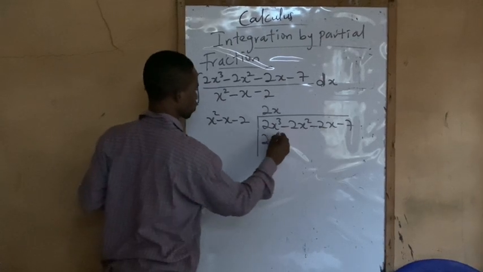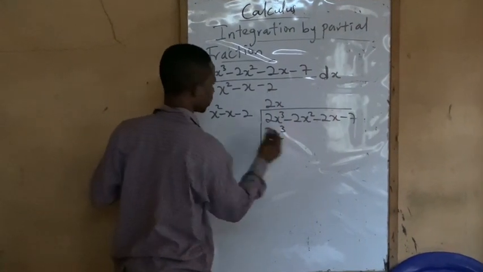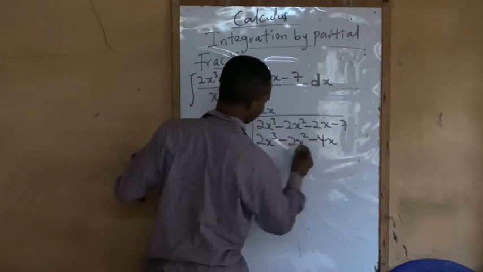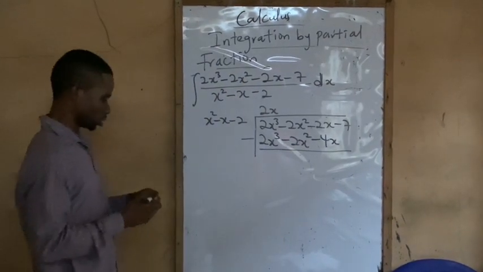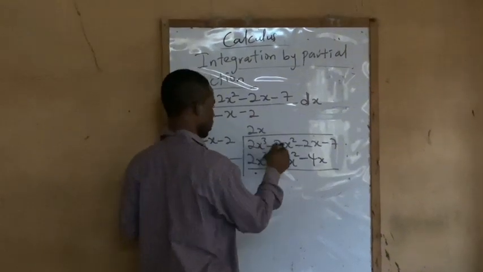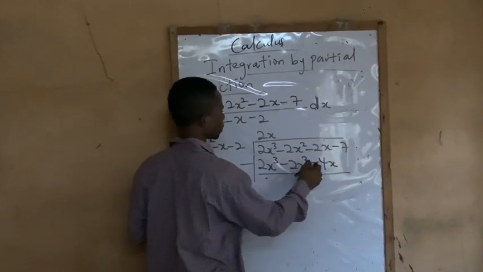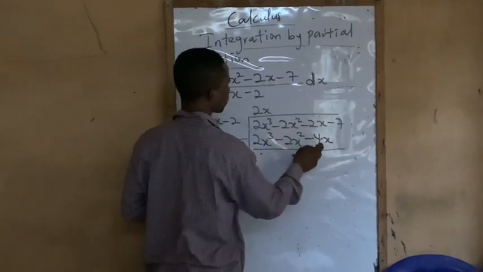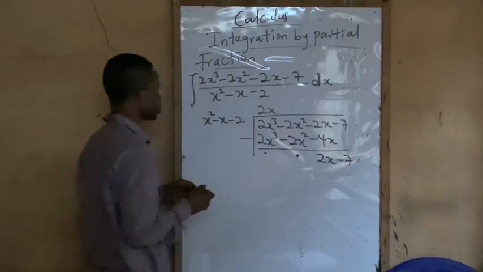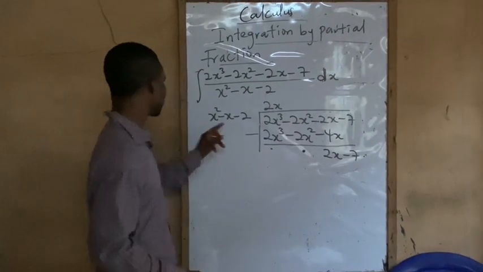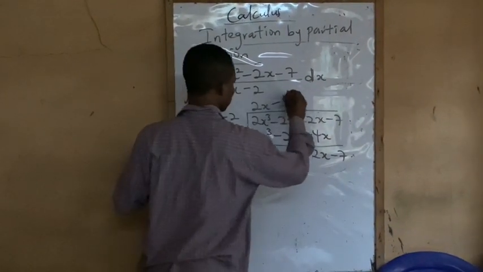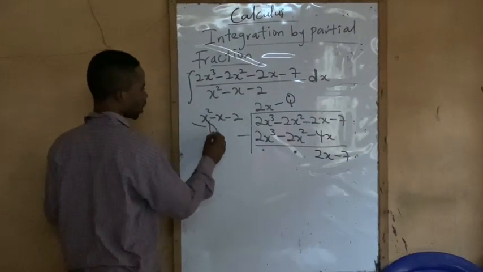That is 2x cubed. And 2x times minus x, that is minus 2x squared, and 2x times minus 2, that is minus 4x. So you subtract it. When you subtract, 2x cubed minus 2x cubed has gone, and minus 2x squared plus 2x squared has gone. Minus 2x plus 4x, that is 2x. Minus 7. Now, what can we do here? You know, this 2x cannot divide x squared. Definitely, this is where we're going to stop. That shows that these are our quotients, these are our divisor, and these are our remainder.